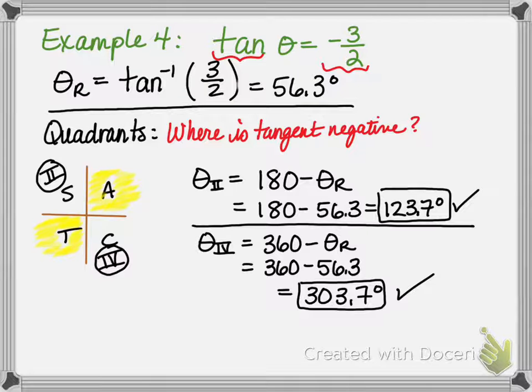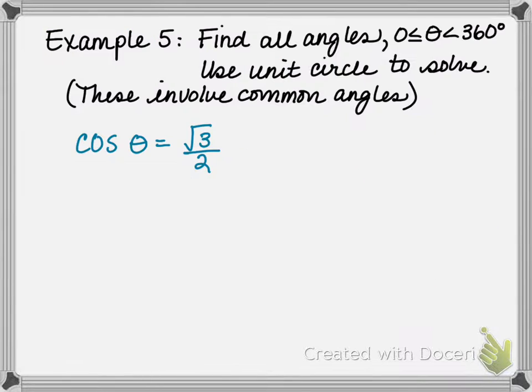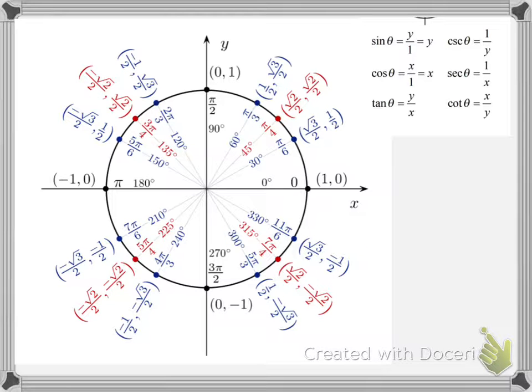Alrighty, we're almost there, folks. Next problem, example number 5. Now, for these last 2 examples, you are not going to use any unit circle or calculator, because these problems involve common angles. Common angles are the angles in our unit circle of 0, 30, 45, 60, 90, all these right here that I'm talking about, in degrees at least.